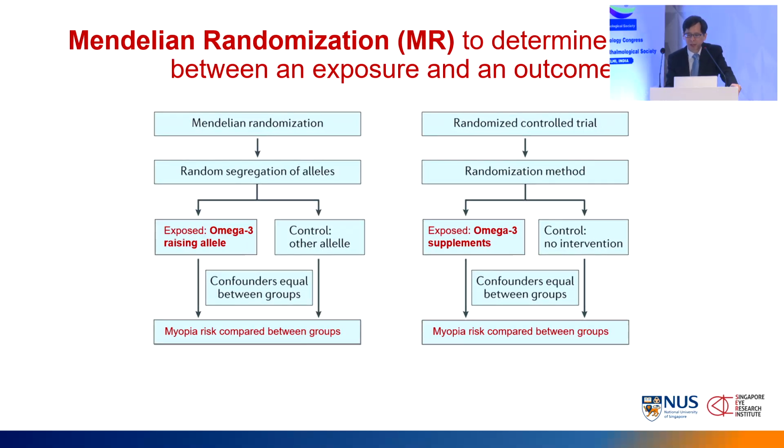So in MR studies, we use a genetic variant as a proxy for the treatment effect. We hypothesize that people who have omega-3 raising alleles will have a similar effect as taking omega-3 supplements in the RCT. Both of them lead to a higher blood level of omega-3, and that might modify the risk of myopia. So this MR design allows us to determine the causal effect between omega-3 and myopia.